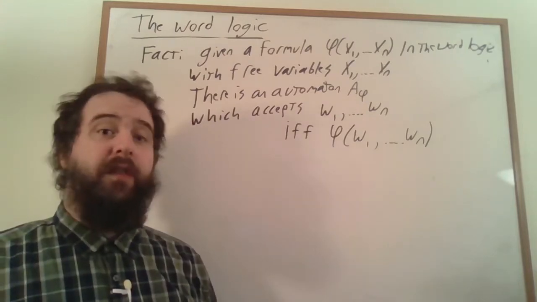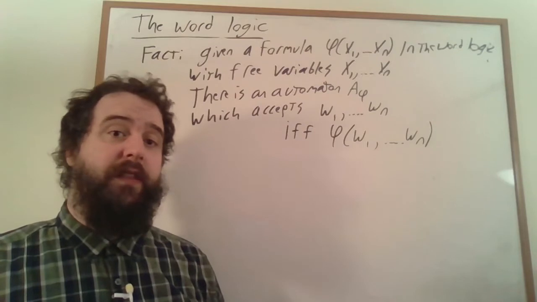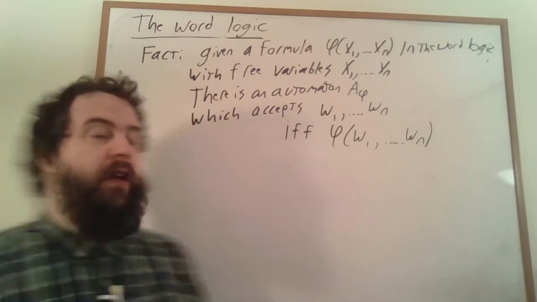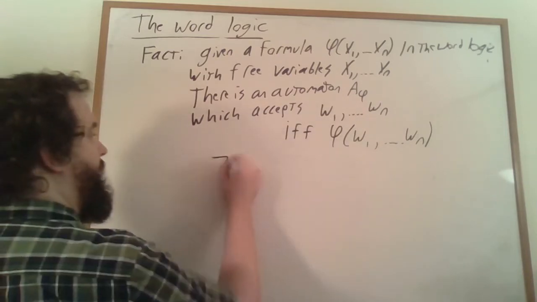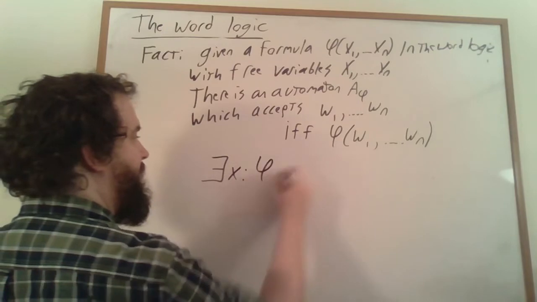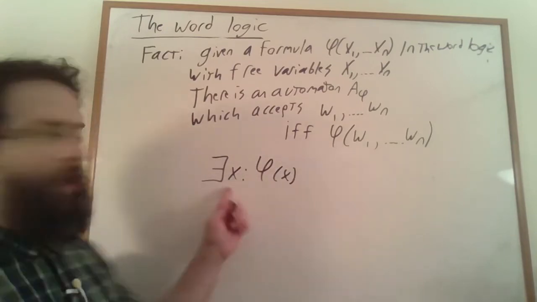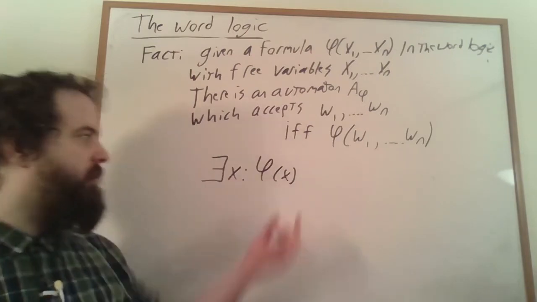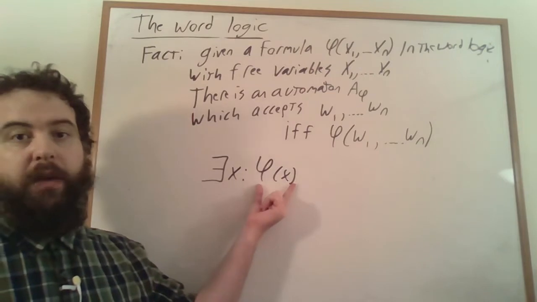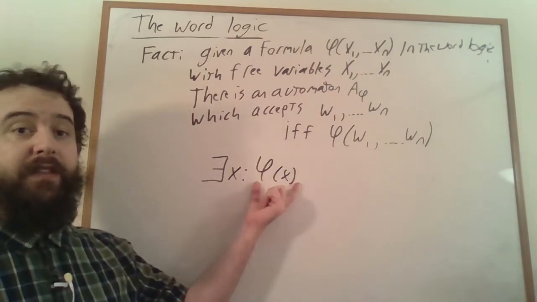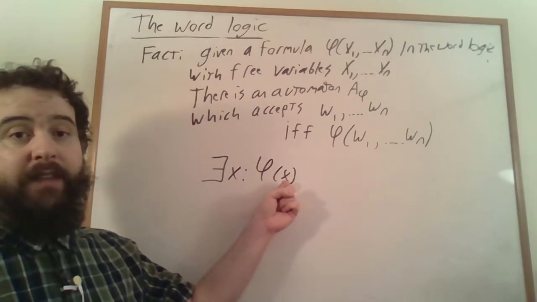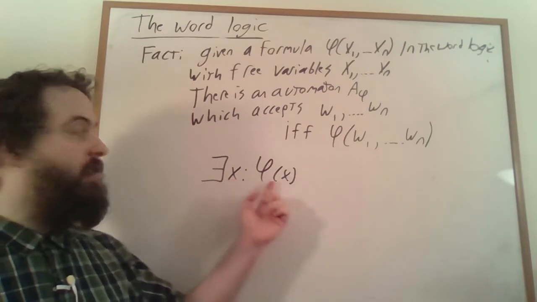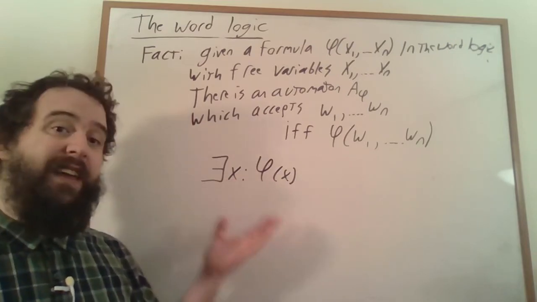This becomes even clearer if you follow this construction explicitly for a formula with no free variables and at least one bound variable. For instance, we might have a formula like there exists an x such that phi of x. In this case, we have a bound variable x and no free variables, and by our induction, we've constructed an automaton corresponding to the formula phi of x. That is, an automaton that accepts words x if and only if phi of x is true. Asking if there is an x such that phi of x is true is asking if there's any word that this automaton accepts.